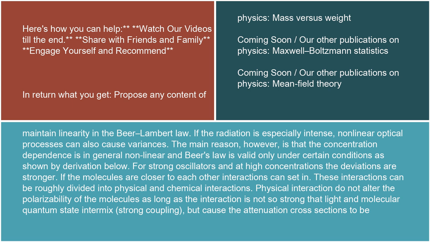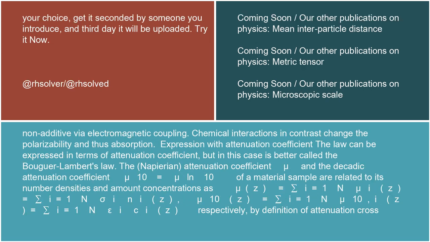For strong oscillators and at high concentrations, the deviations are stronger. If the molecules are closer to each other, interactions can set in. These interactions can be roughly divided into physical and chemical interactions. Physical interactions do not alter the polarizability of the molecules as long as the interaction is not so strong that light and molecular quantum state intermix (strong coupling), but cause the attenuation cross-sections to be non-additive via electromagnetic coupling. Chemical interactions, in contrast, change the polarizability and thus absorption.